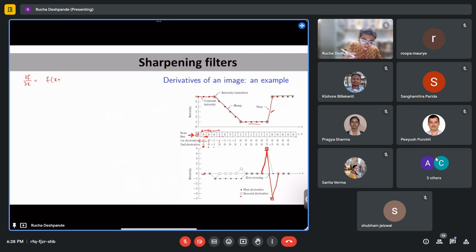Suppose this is an image. Each pixel would be represented as a function of x and y. To calculate the first derivative along the x direction, we write f of x plus 1 comma y minus f of x comma y.